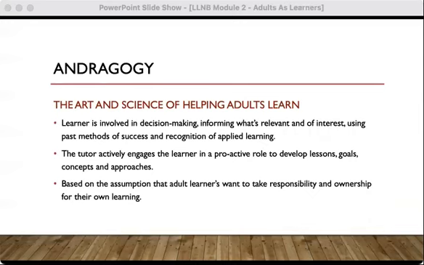Andragogy. This is the art and science of helping adults learn. You'll notice there's a big difference. The learner is involved in decision-making, informing what's relevant and of interest, using past methods of success and recognition of applied learning. The tutor actively engages with the learner in a proactive role to develop lessons, goals, concepts, and approaches. And it's based on the assumption that adult learners want to take responsibility and ownership for their own learning.